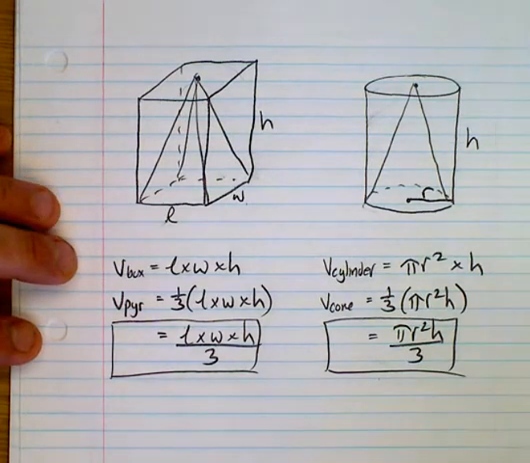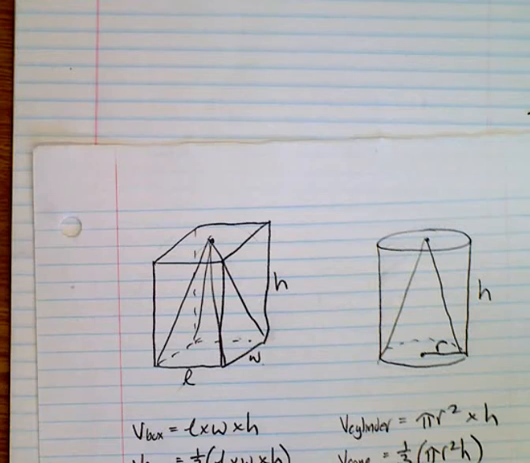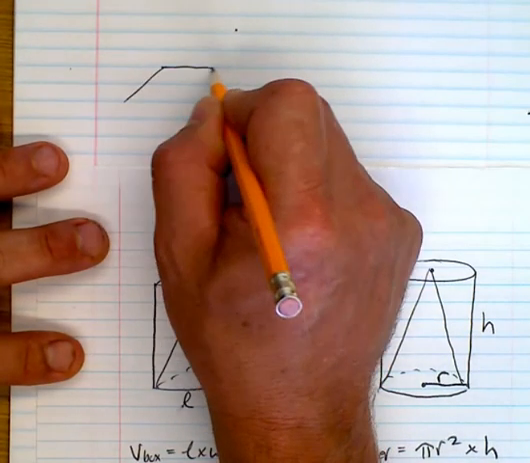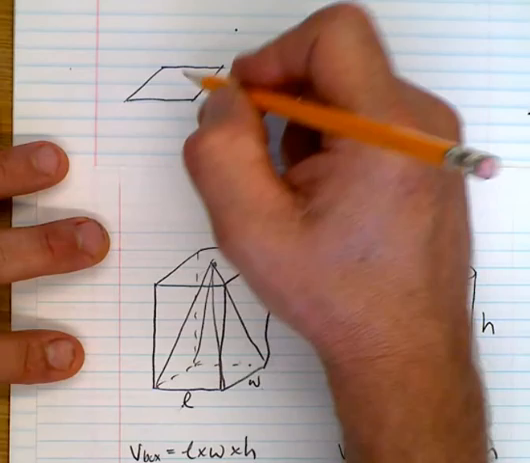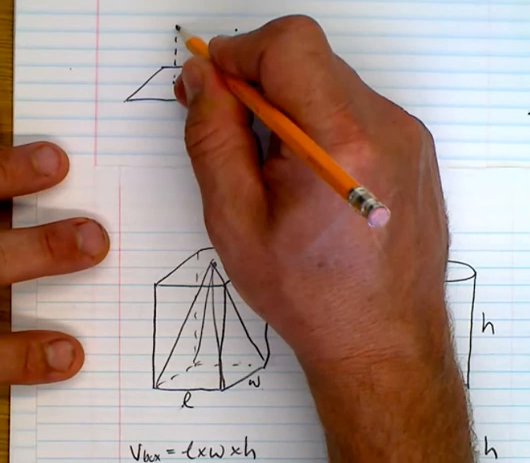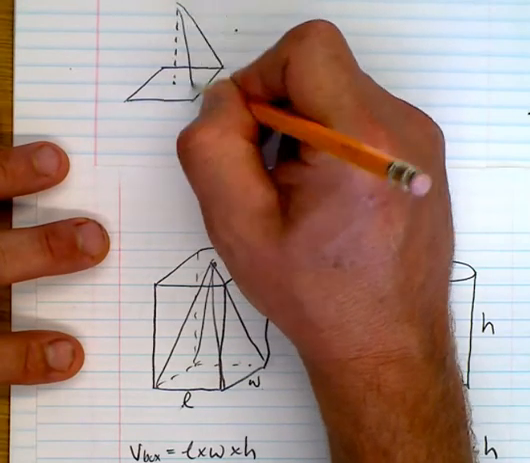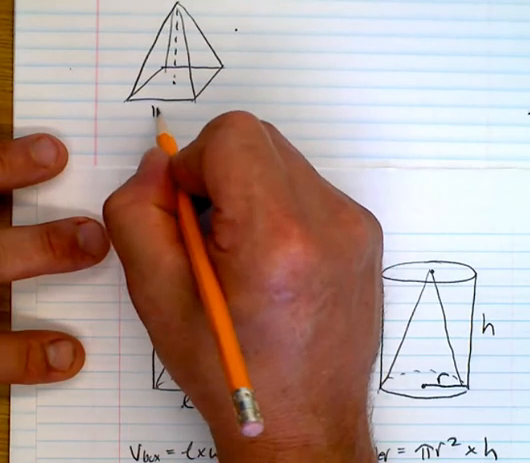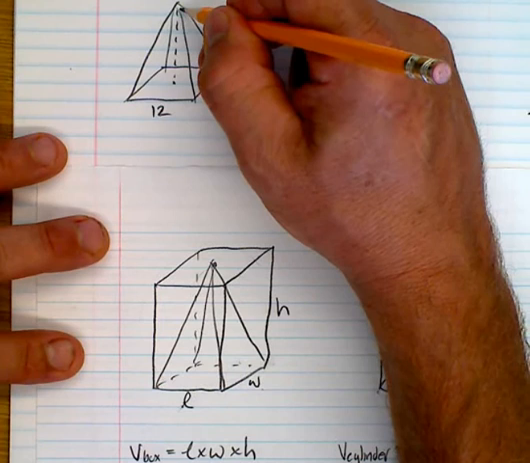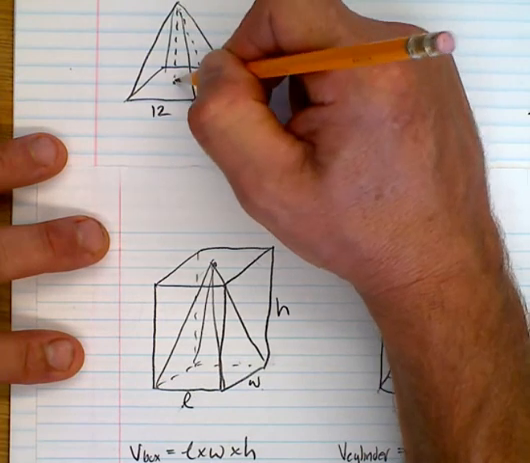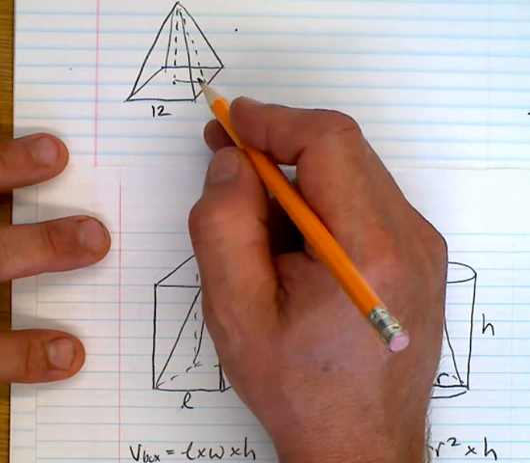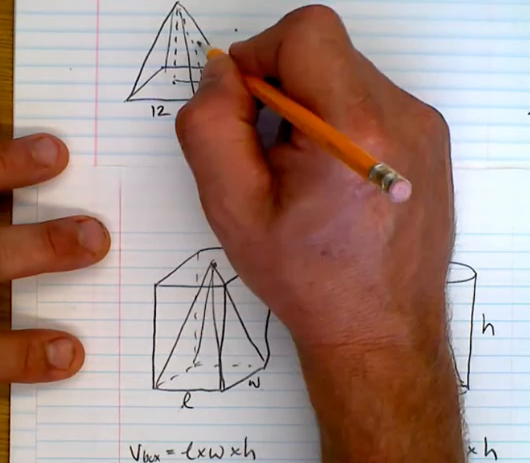Now what we're going to look at is a couple different types of questions. First of all, if I gave you a pyramid that had all the dimensions, you'd be able to do it no problem. But how about if I gave you a pyramid that had the side here, which could be 12, and I'll give you the slant height here, let's call that 25.